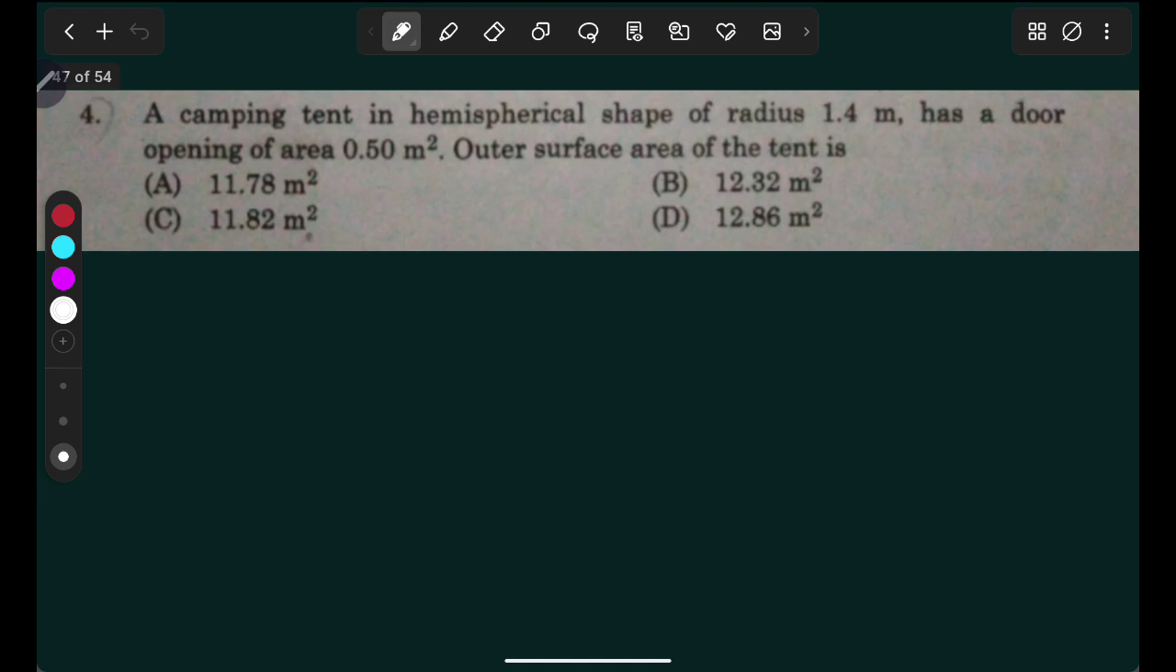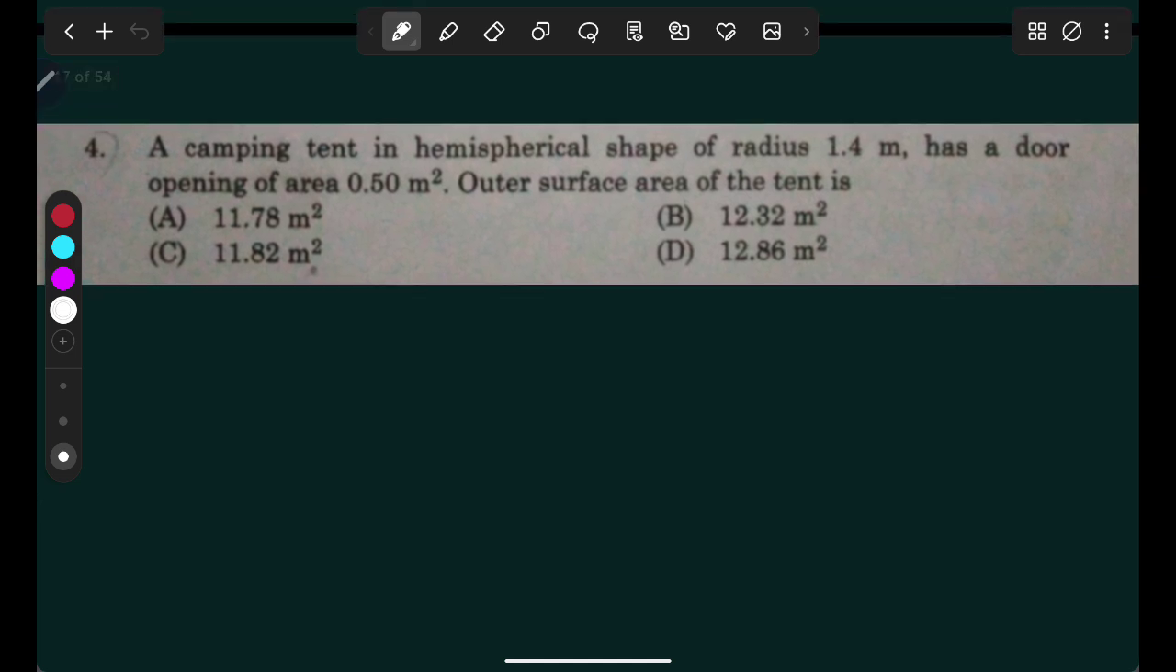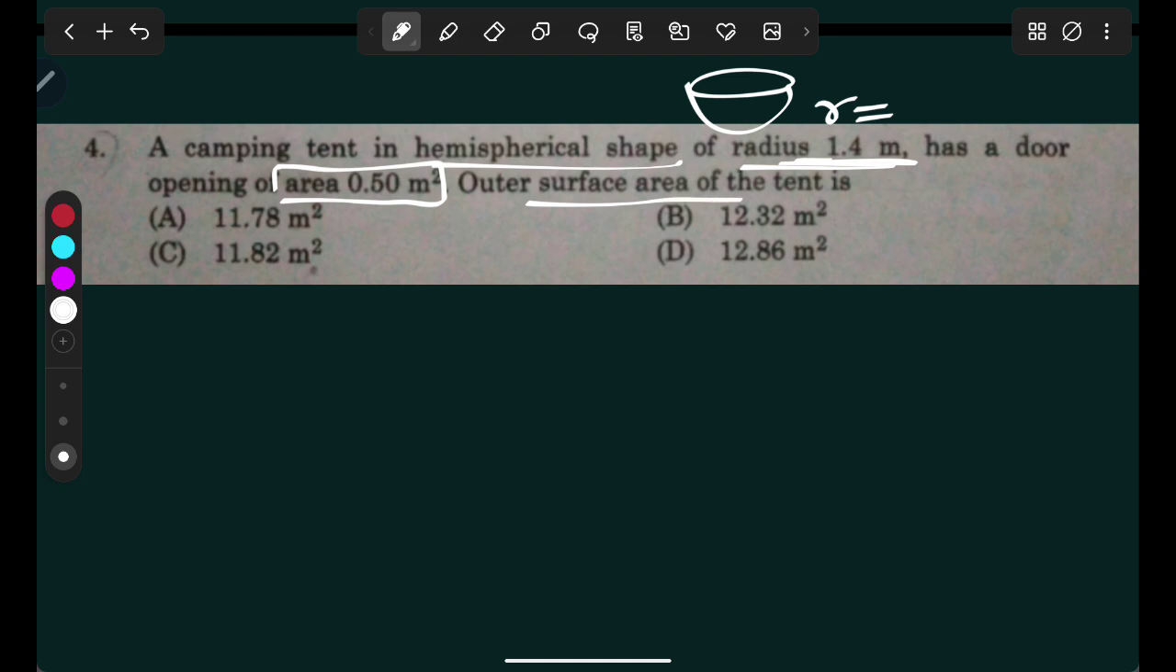A camping tent is hemispherical. Now this is from the chapter Surface Area and Volume. A camping tent in hemispherical shape of radius 1.4. Hemispherical is like a half sphere. So this radius is given to us. It has a door opening area. Now the area of the door is given, and we need the outer surface area of the tent. Obviously we have to subtract the area of the door from the outer surface area of that hemisphere. So what is the outer surface area of the hemisphere? We need not calculate this. Like, this is the tent.